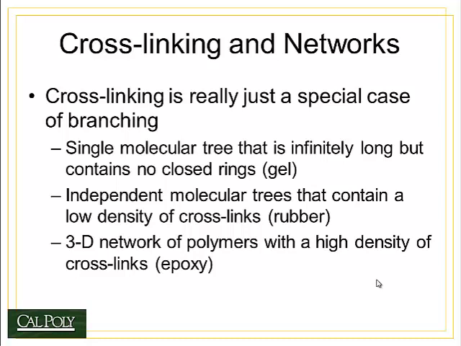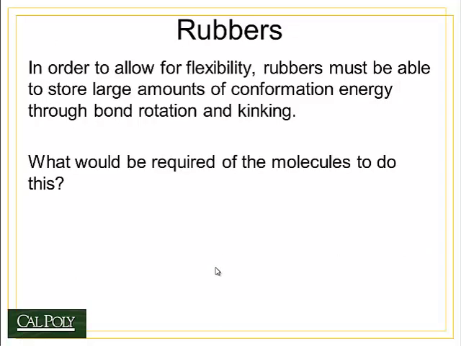If you have large molecular trees that contain a low density number of crosslinks, then you get a rubber. And if you have a 3D network of polymers with a high density of crosslinks, that's an epoxy. And you can see how as the number of crosslinks increases from 0 crosslinks with the gel to a low number with rubber and a high number with epoxy, the higher the number of crosslinks, the greater the rigidity of the polymer.